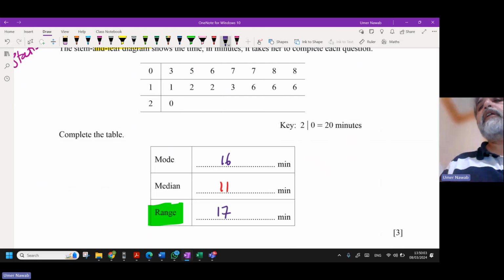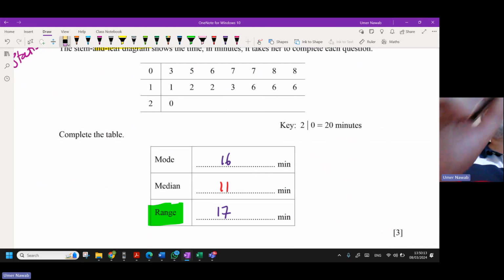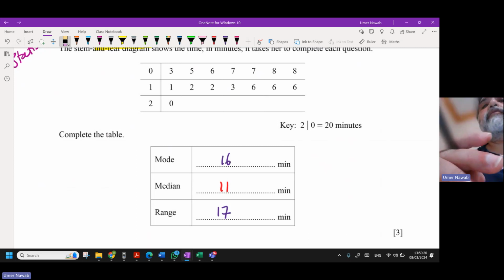20 minus 3, which is 17. Again, guys, the 3 marks: the examiner has put 1 mark for it, 1 mark for it, and 1 mark for it. So 3 marks you can get without showing any working. That's why Mr. Omar erased the formula. So the tally method is a very good method to find the median.